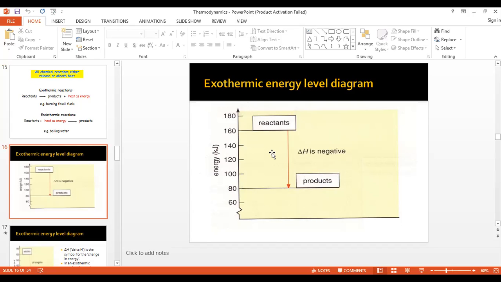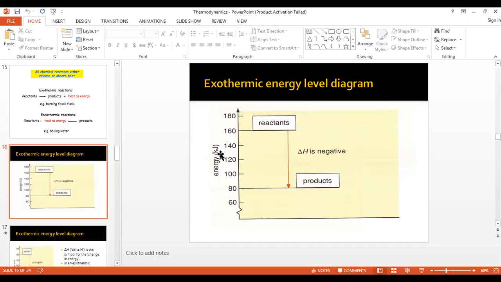So please look first at the exothermic energy level diagram. On the y-axis, the amount of energy is written, its unit is kilojoule. You can see here kilojoule. They start from 60 to 180. It's not necessary. You can start from 0 to 100. So on the y-axis, the amount of energy. On the x-axis, nothing is written, but I will show you more diagrams where you will get written reaction. On the x-axis, reaction. On the y-axis, the amount of energy.